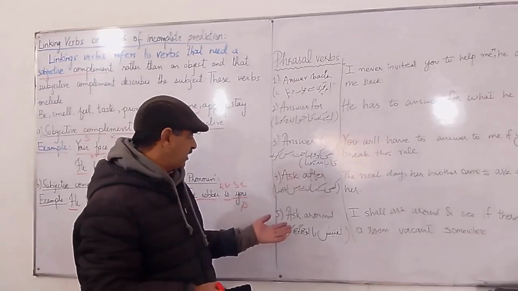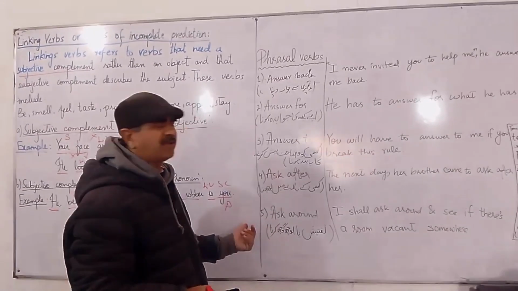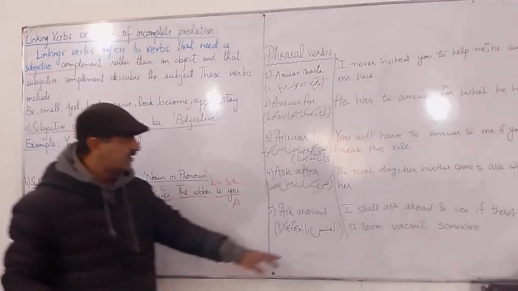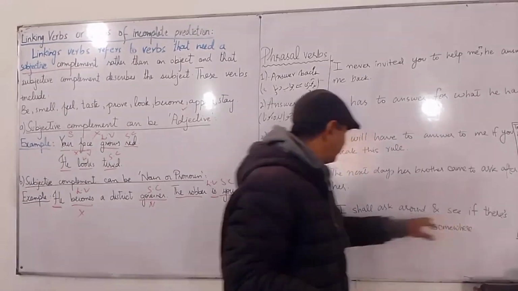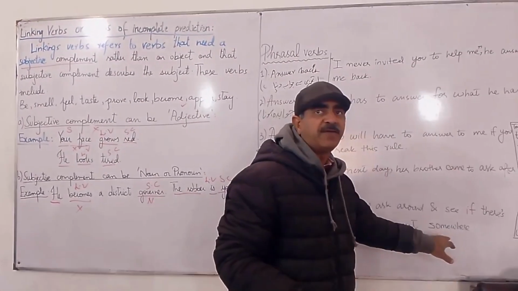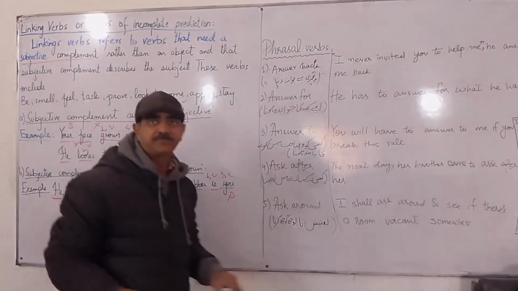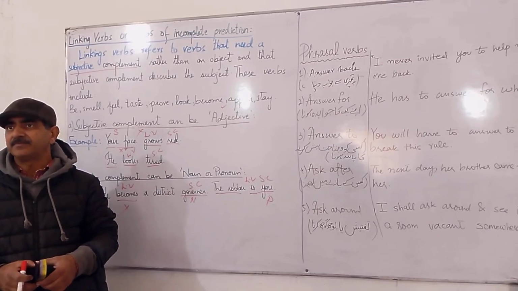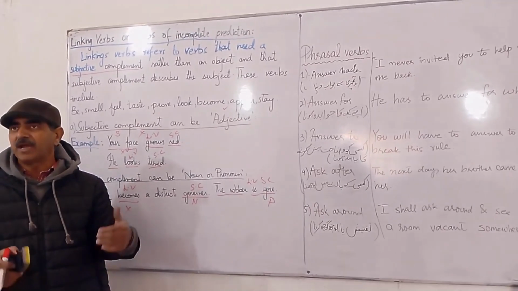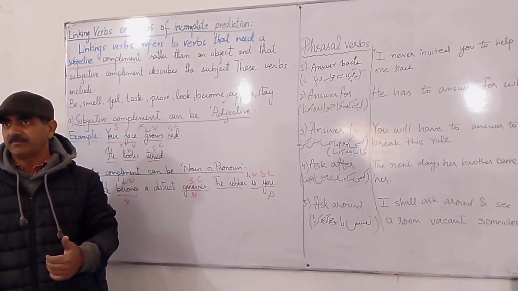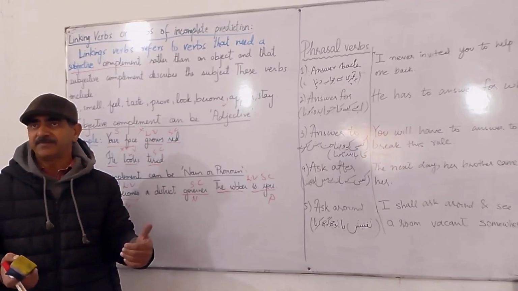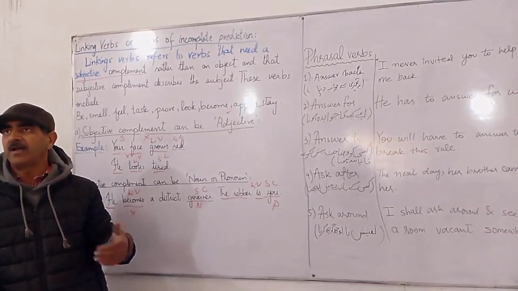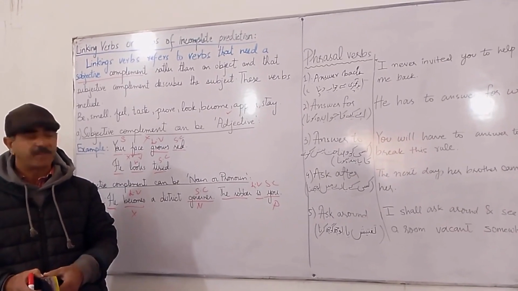Next one. Ask around means to investigate. I shall ask around and see if there is a room vacant somewhere. Clear? New sentence. The police officer asked around the culprits regarding their crime. The police officer asked around the criminals regarding the crime.